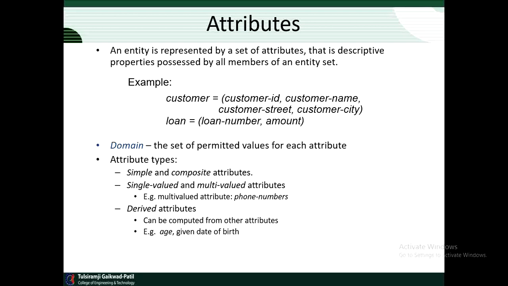Then derived attributes can be computed from other attributes, like age, given date of birth. Means age can be defined on the basis of date of birth. If we know the date of birth of any person, we can easily calculate the age of that particular person. So this is what derived attributes are.